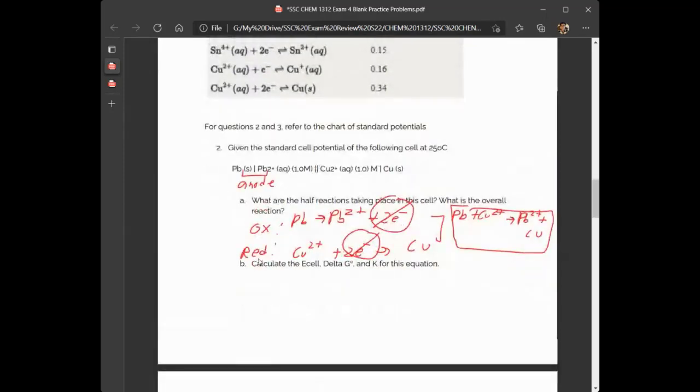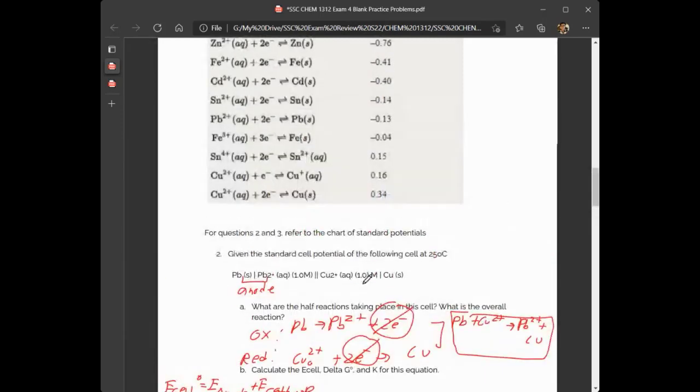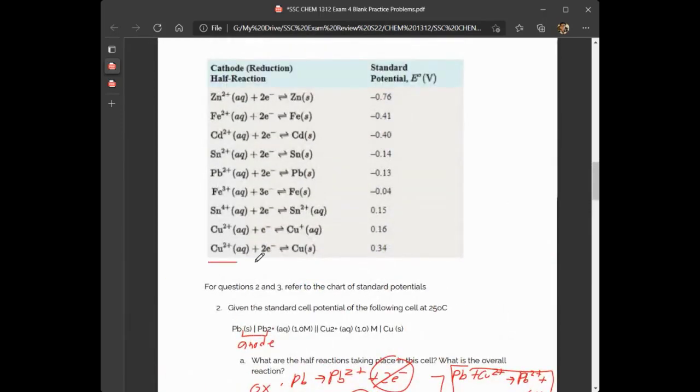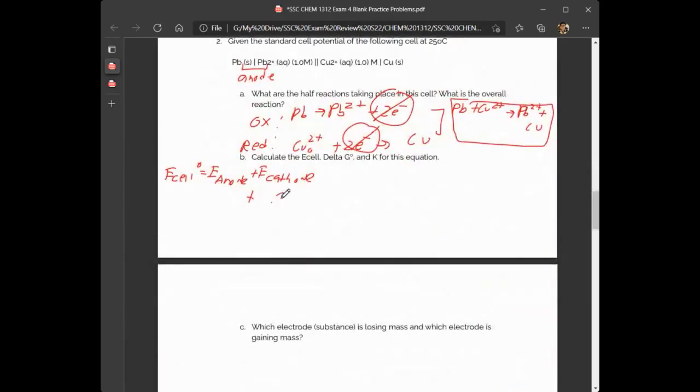Okay, so next is to calculate E cell naught, because we're doing a standard condition, delta G naught, and then K for this equation. So let's start with E cell. We know that's equal to E anode plus E cathode. So we know that the reduced one, the cathode, is going to be this one right here. So we can say that's 0.34.